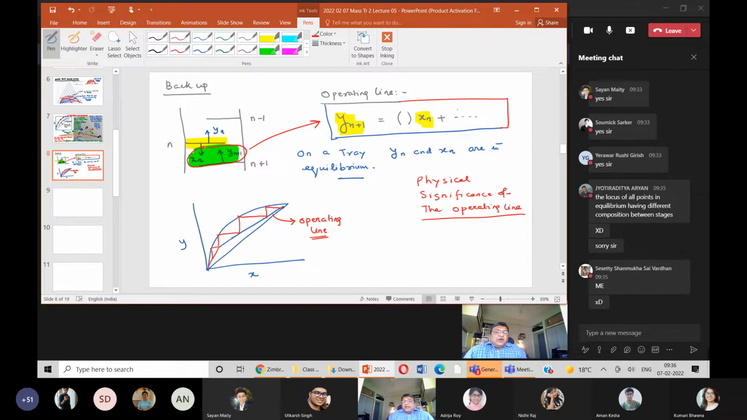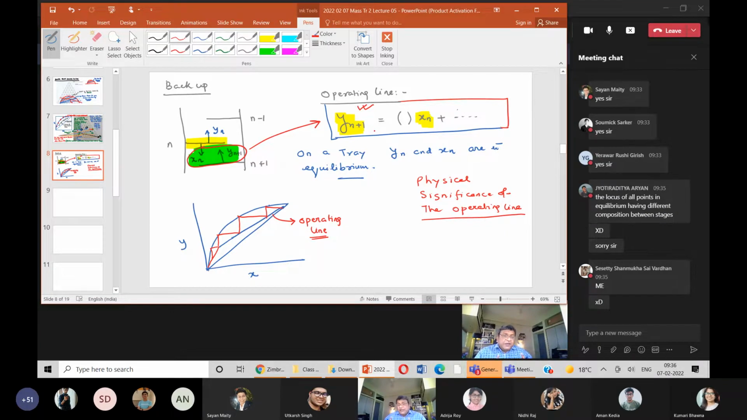If you see this, what is yn plus 1 and xn? This is the composition of the vapor and liquid between the two stages. These are not at equilibrium. And if you look at the equation of the operating line, that is exactly what it connects. Is this clear to everyone now? Please relook operating line with renewed vigor and new interest. Adrija, are you there? Is it clear?